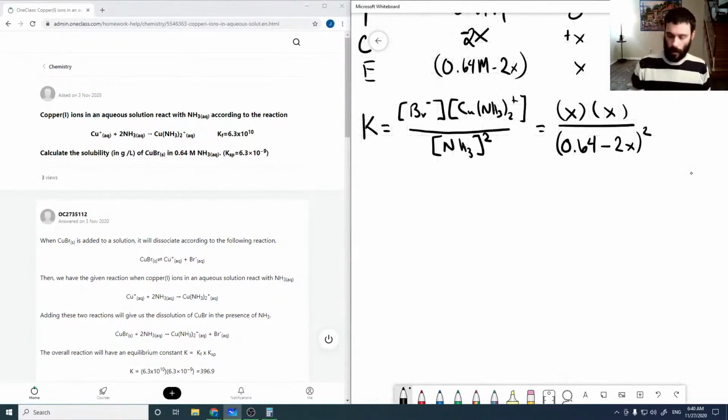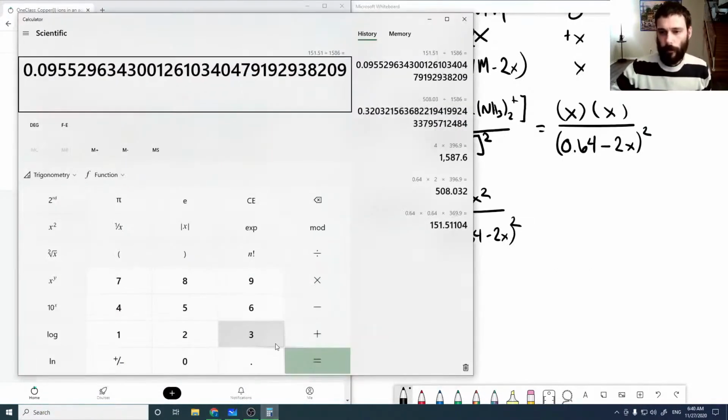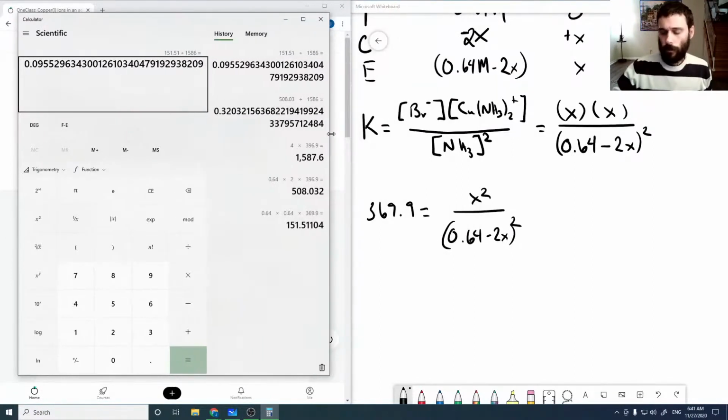All right, and so we have 369.9 is equal to x squared over 0.64 minus 2x all squared. Now I forgot, or I made a slight mistake here, so I'm just going to rectify that by doing a bit of this math on hand. So let's just do that.